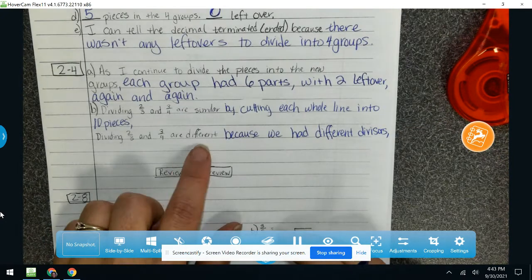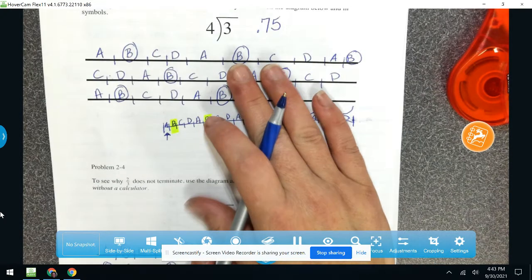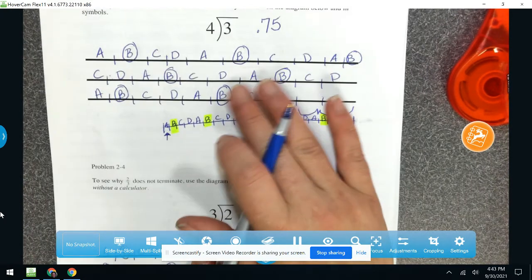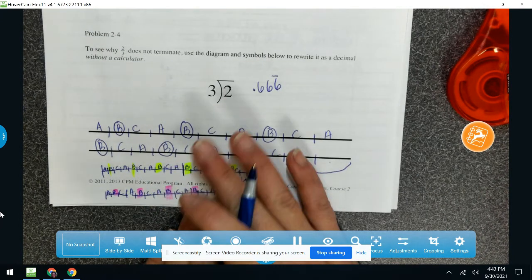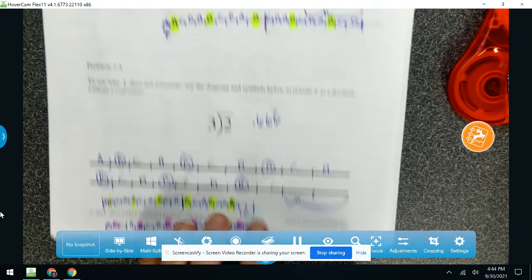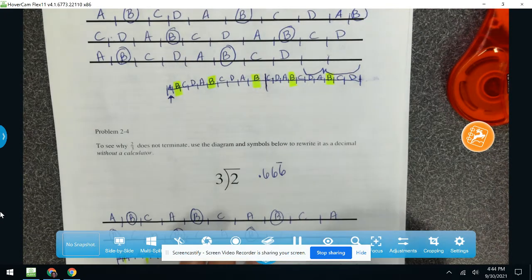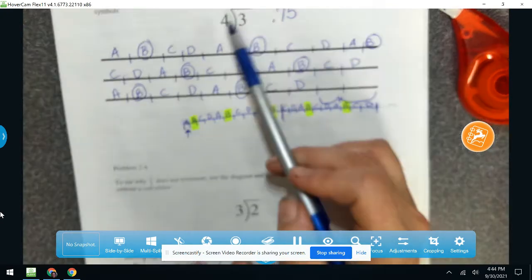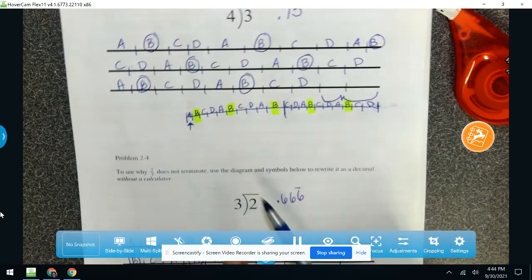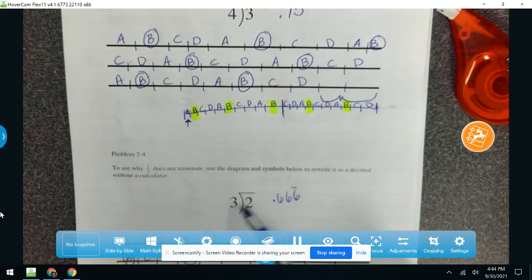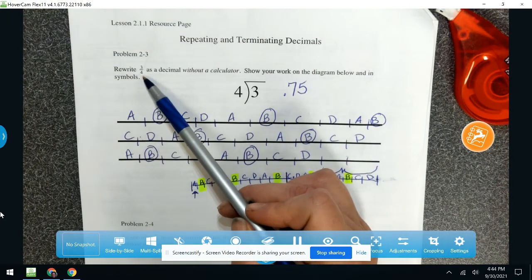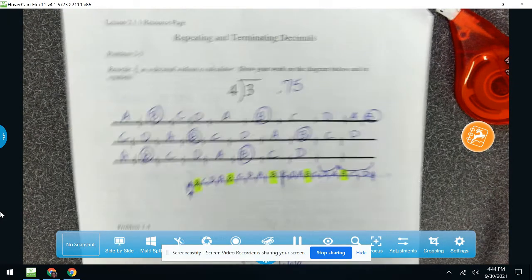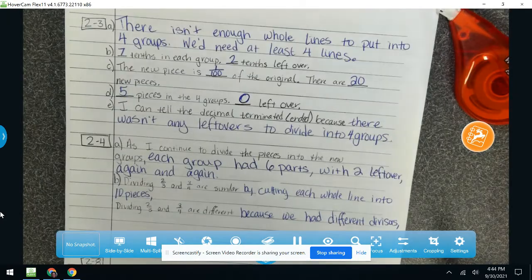And where I can see that in the diagram is the fact that I used Alpha, Bravo, Charlie up here. I have my 4 groups. And down here, I only have my 3 groups, my Alpha, Bravo, Charlie. So because I had Delta up here and not down here, that's my different divisors. And I also see that right here and right here, in my denominators also. So those are the places where I could see that.